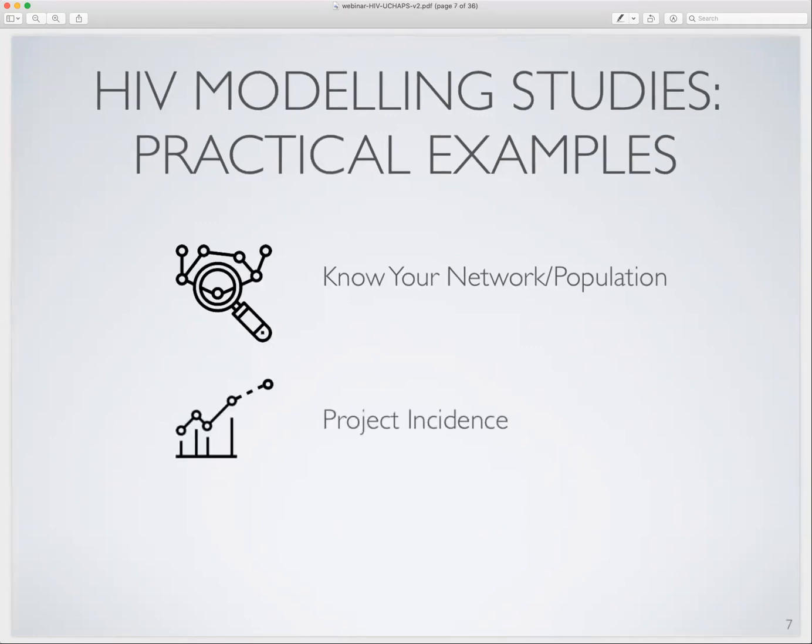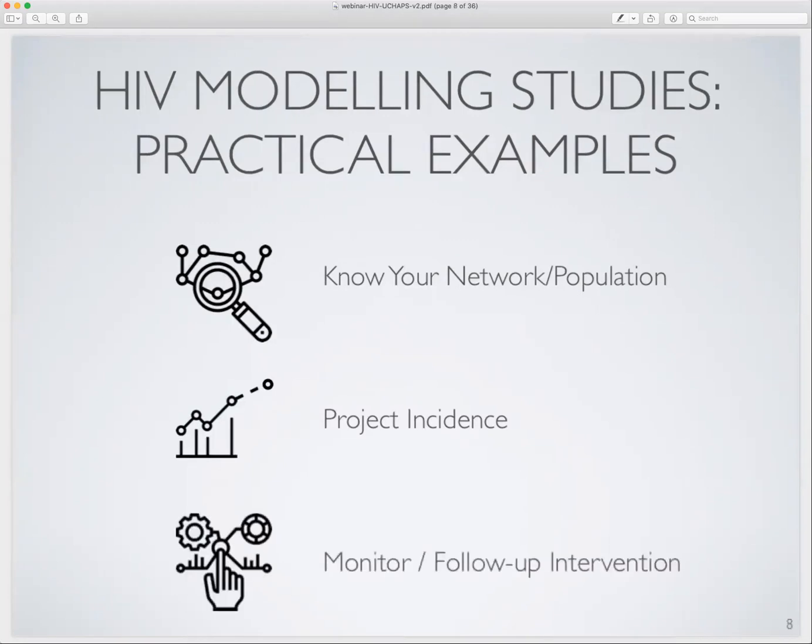The second category of HIV modeling studies is concerned with projecting the impact of potential interventions on future HIV incidence. And finally, the third category are HIV modeling studies that have been developed to explicitly support the design of interventions as well as monitoring their implementation.